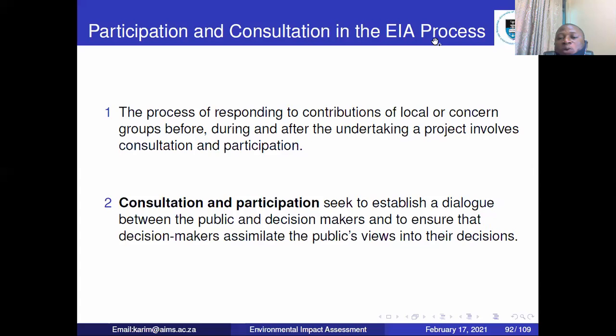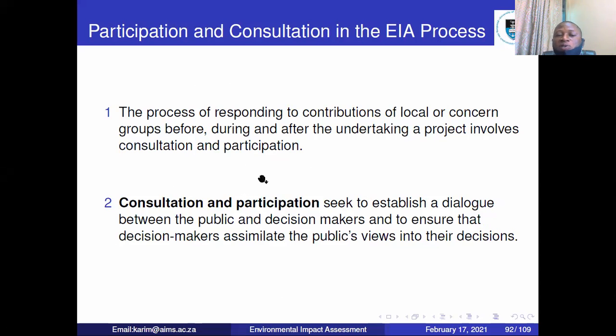Now, participation and consultation in the environmental impact process. What should you do when you allow people to participate? There are certain things you should do, and there are certain things you should not do when you are allowing people to participate. And what is participation and consultation?